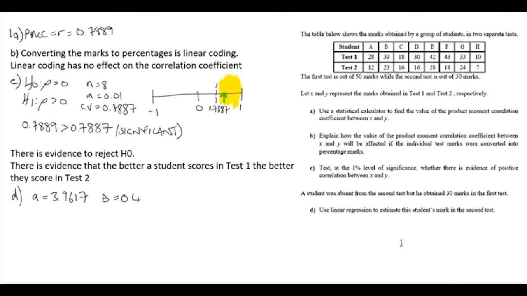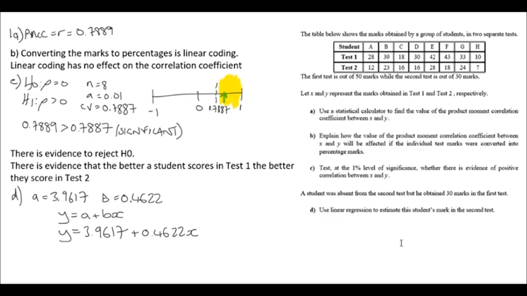The A and B are going to be the intercept and the gradient of the regression line. So y equals a plus bx is what we're going to use, which gives us y equals 3.9617 plus 0.4622x.